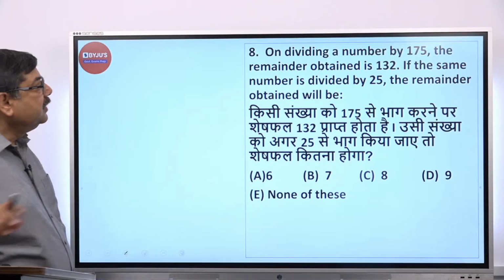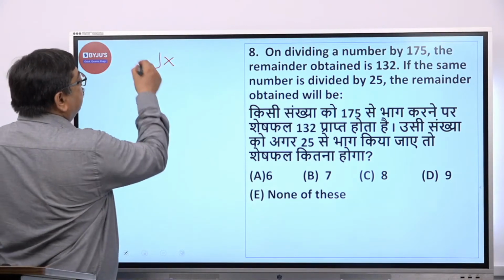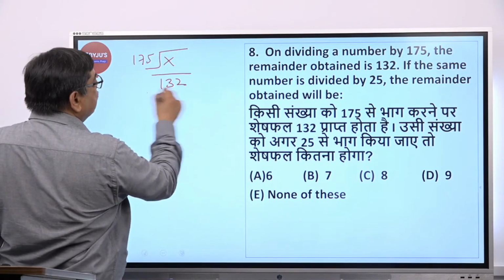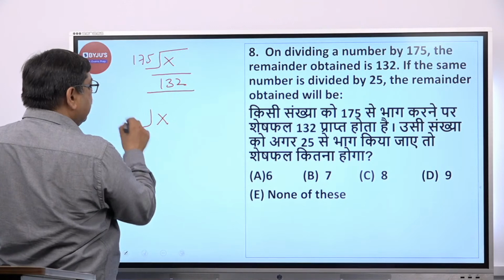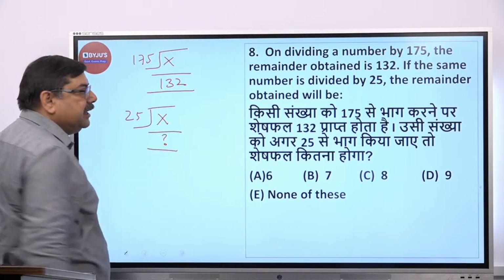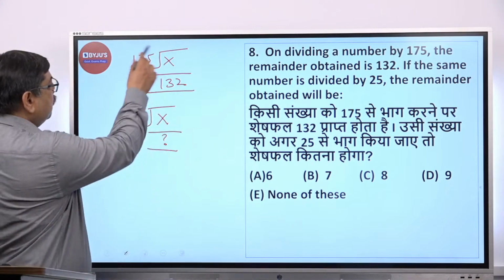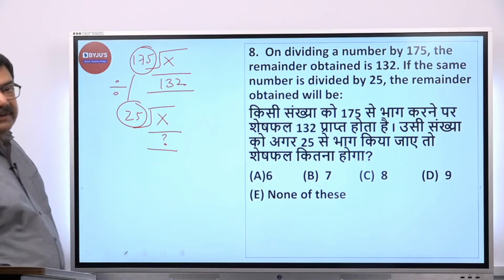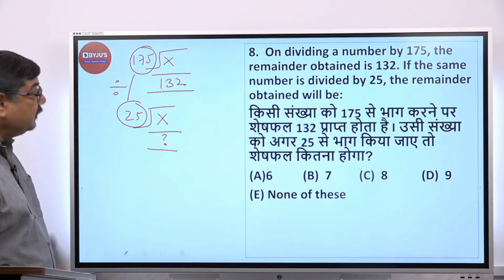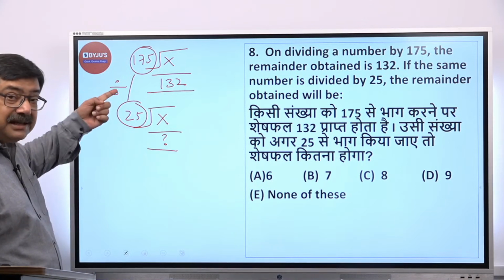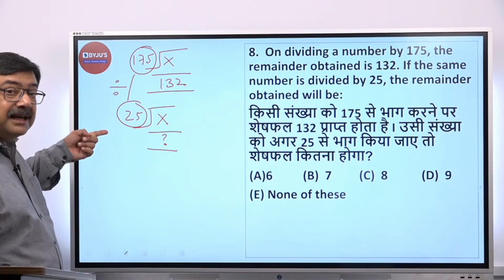All right, very good. So, on dividing a number by 175, the remainder obtained is 132. On dividing the same number by 25, what will be the remainder obtained? Now you see 175 here is divisible by 25. It's a multiple of 25. The first divisor is divisible by the second divisor.